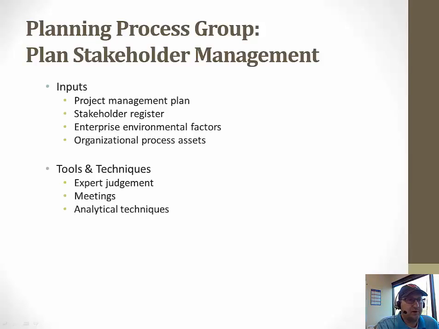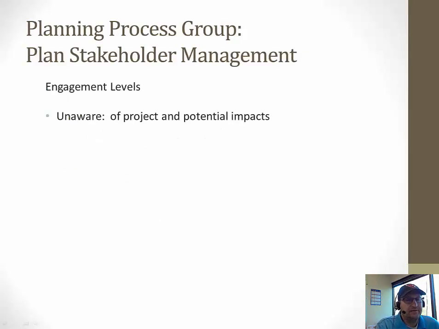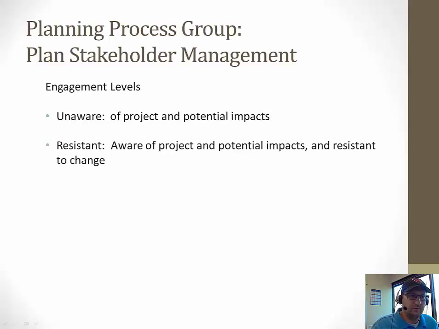Your primary input here is your stakeholder register, which will help plan how to engage with stakeholders. And your tools and techniques, expert judgment, used to determine appropriate level of stakeholder engagement. Analysis is used to determine current engagement levels and the required engagement levels. Engagement levels, to speak of, unaware, those stakeholders are unaware of the project and its potential impacts. They could be resistant, which means that they're aware of the project and its potential impacts, but they're also resistant to change.